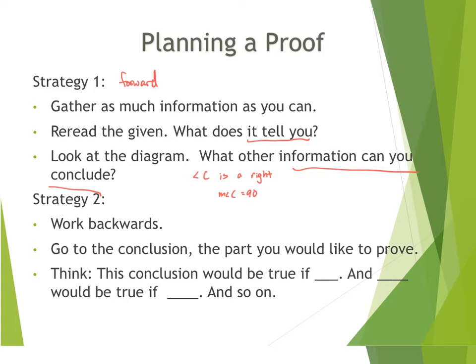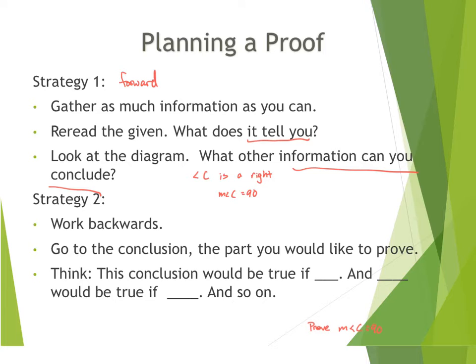This is when you look at the proof and ask yourself, what do I need in order to get here? So let's say, to use the previous example, you were trying to prove that the measure of angle C is equal to 90. Okay, if I was going backwards on this, something I could say is, in order for the measure of angle C to be 90, then angle C would have to be a right angle. Okay, what can I do in order to see if angle C can be a right angle?